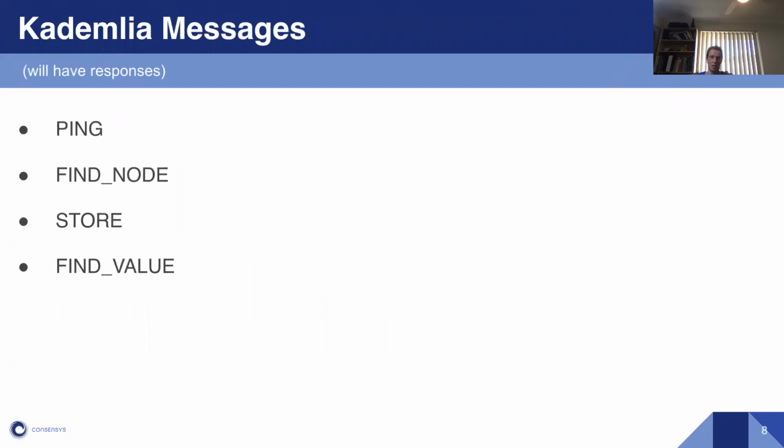So Kademlia has four messages that can be sent out with responses: the ping, find node, store, and find value. The ping and find node messages have corresponding things in DevP2P, and the store and find value messages are very much related to the distributed hash table, and so they are not implemented inside of Ethereum.